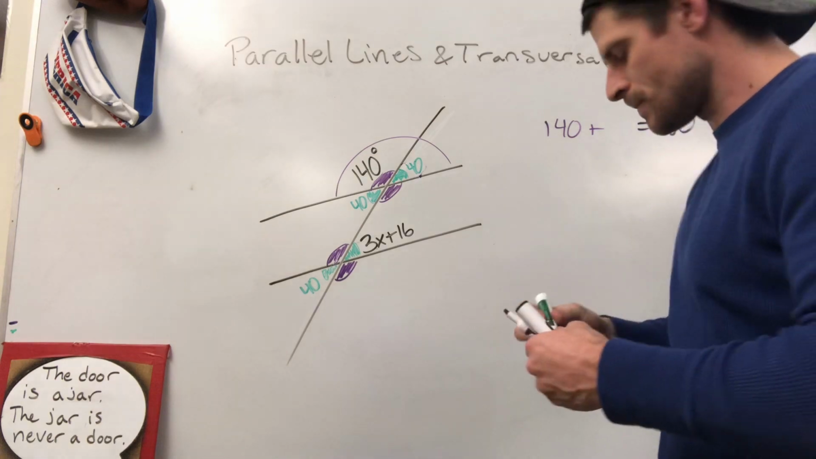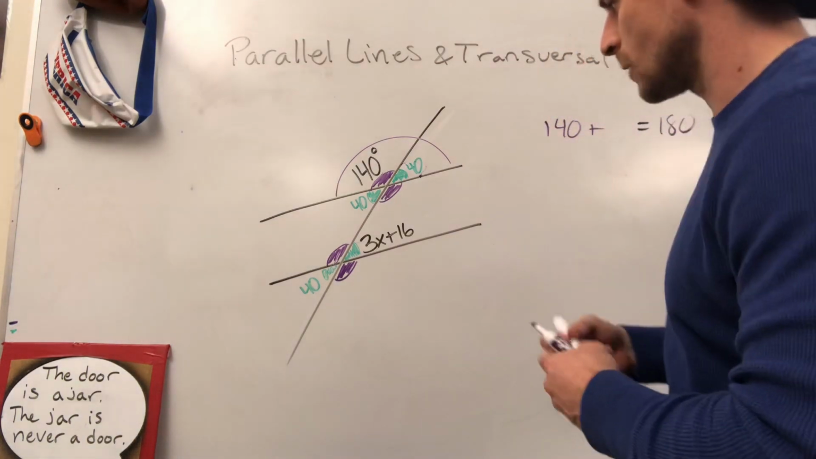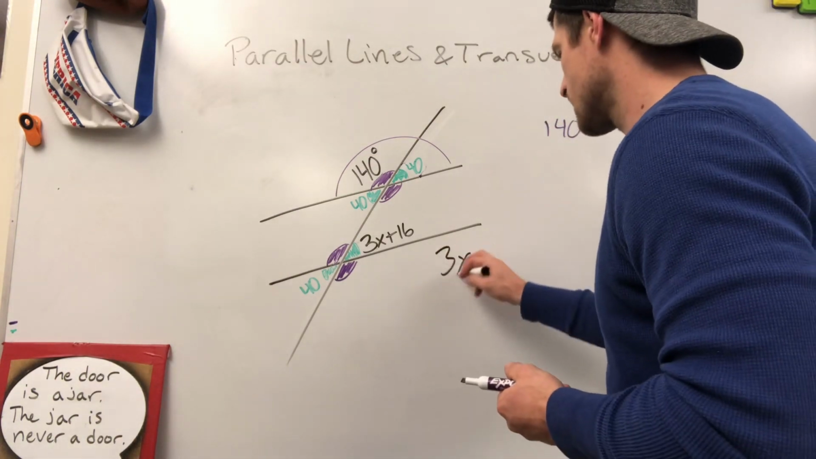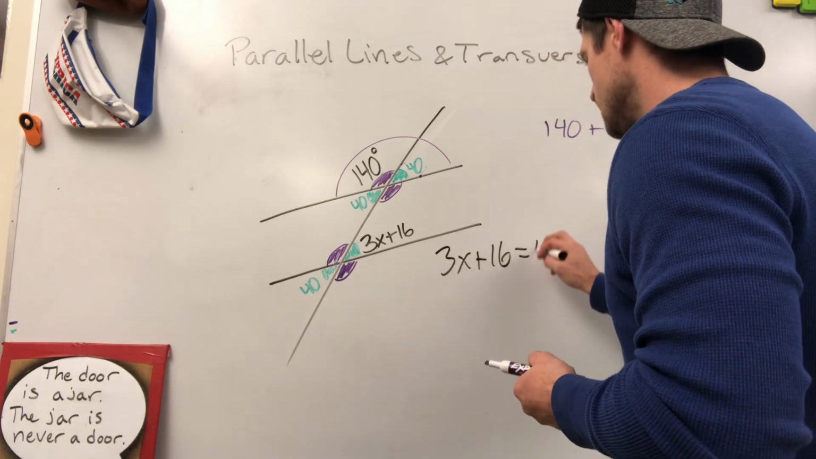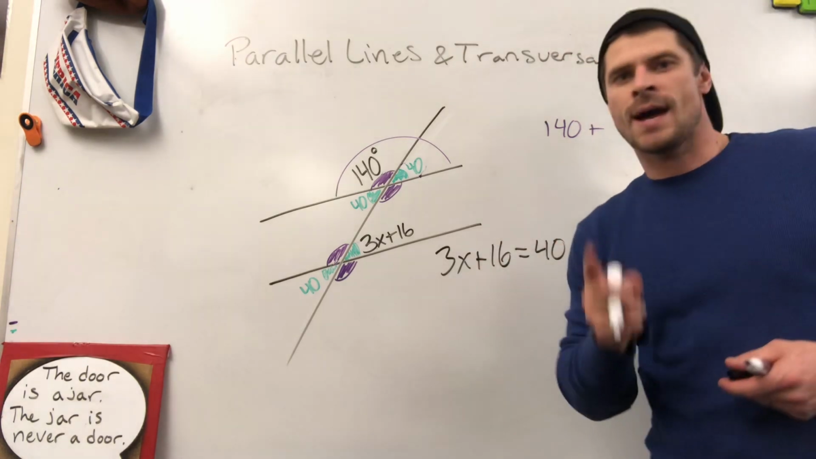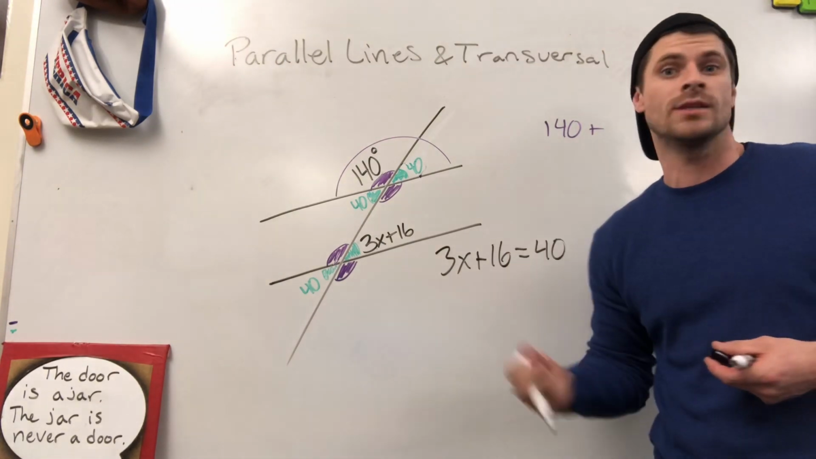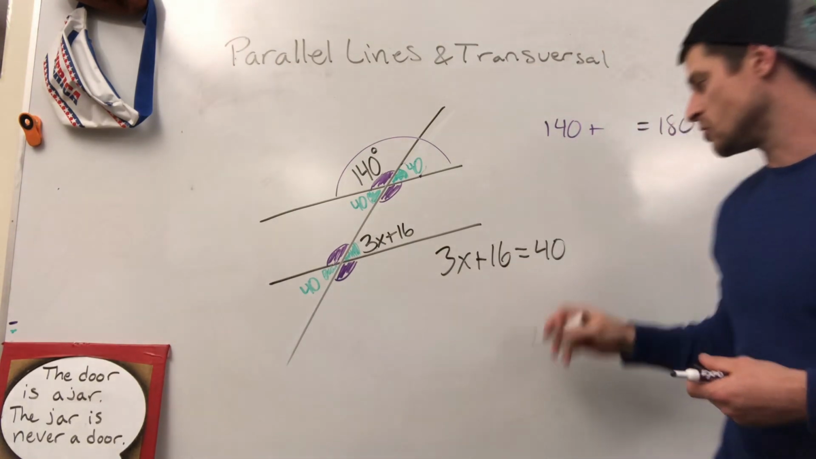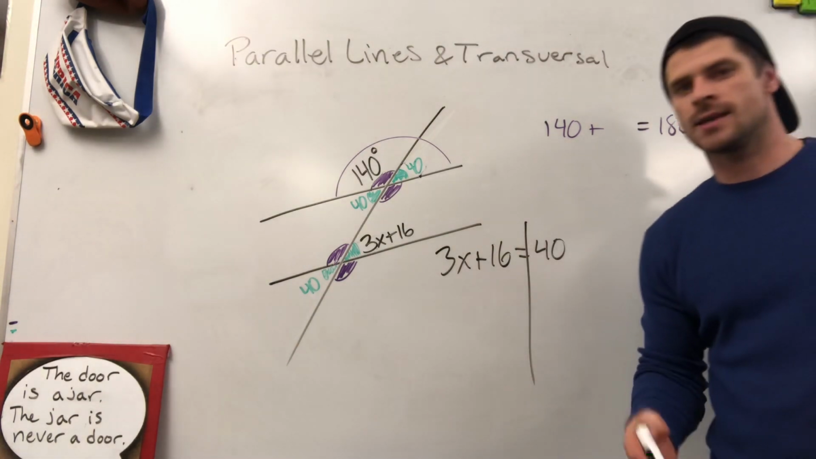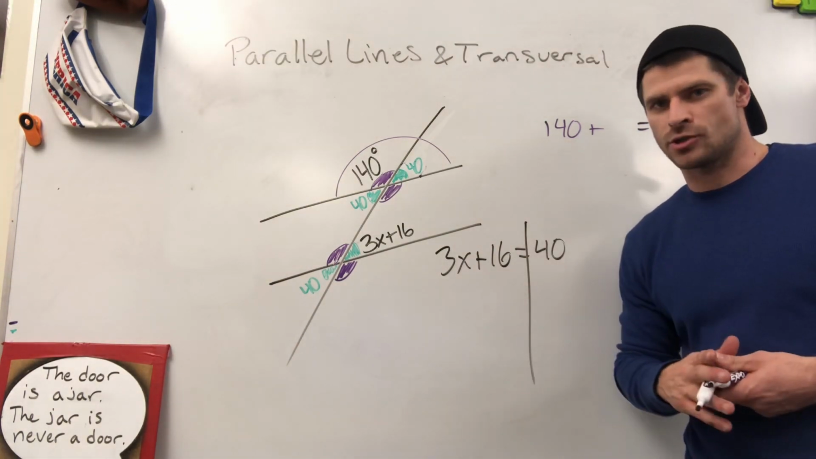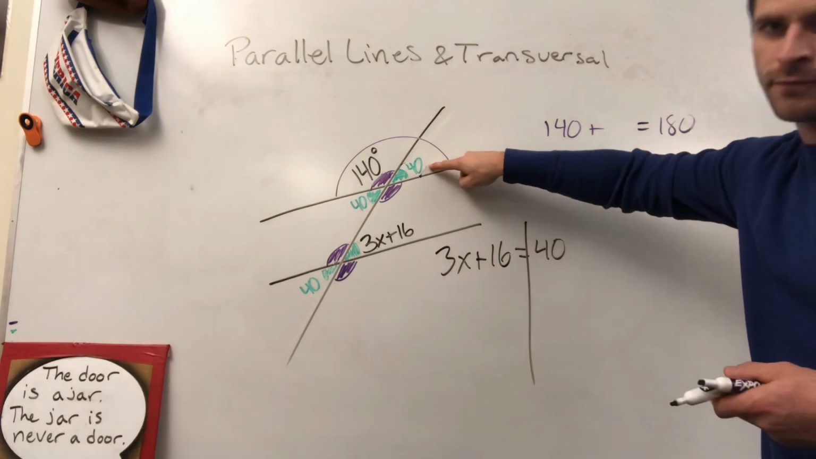So what we're going to do in algebra is we can create an equation. We could say 3x plus 16 equals 40. Now, what happens a lot of times on problems like this is teachers can ask 2 different questions. I could ask you, what's the value of x? Which means you need to solve it. Or I could say, what's the angle measure? In that case, just give 40.